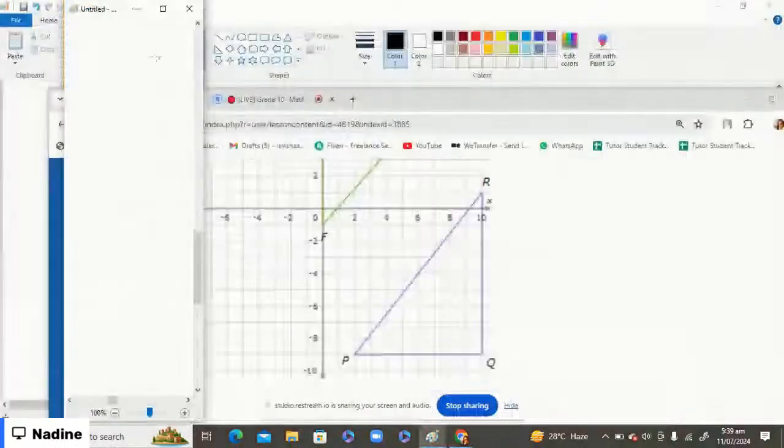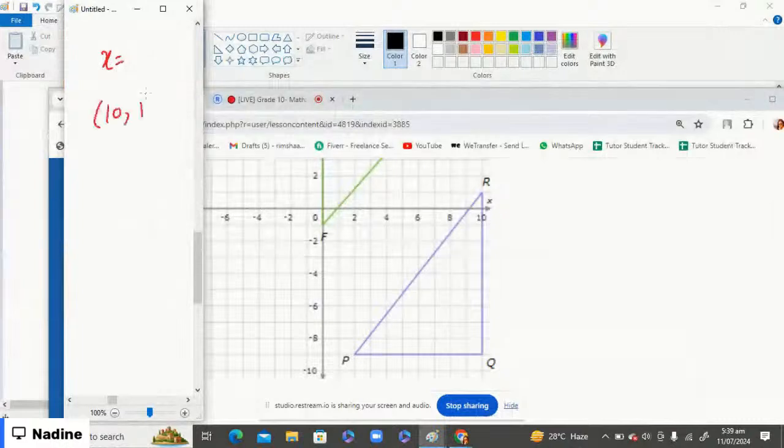So what is x here? Let me just write it down. X is 10 and then what is y? That is 1. This is your x point. What is your P point? Your P point is, look at here, x. What is x? That is 2. What is y? That is minus 9. So it's 2 and minus 9.